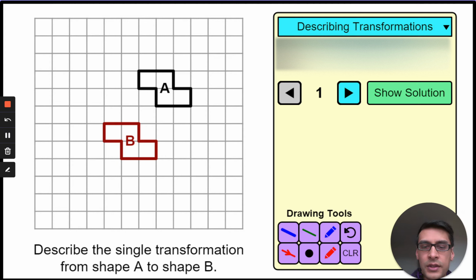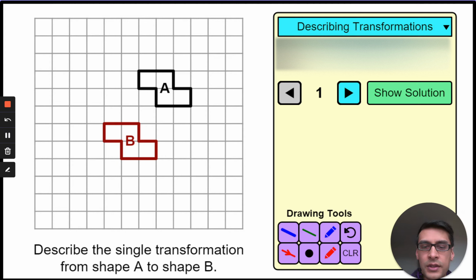So the final part of transformations is just describing a transformation, and this video is going to have mixed questions. So it could be any of the four transformations that we've looked at, and we need to be careful that we describe the transformations using all of the information that's required. So for example, if you're describing an enlargement, you need to talk about the scale factor, you need to talk about the center of enlargement, and you need to talk about which shape is the original shape and which shape is the enlargement.